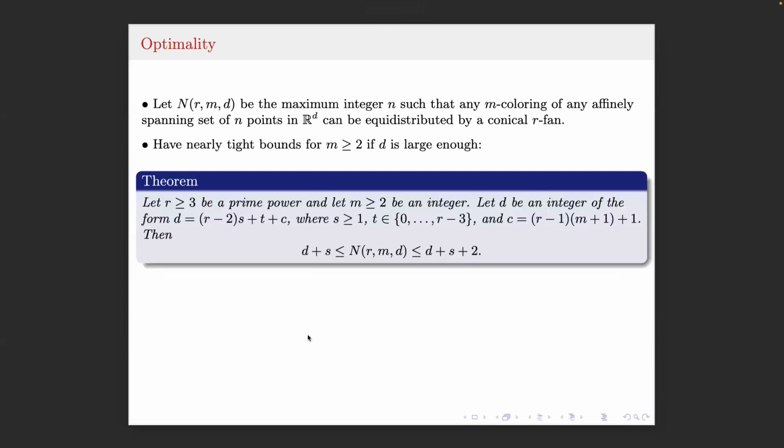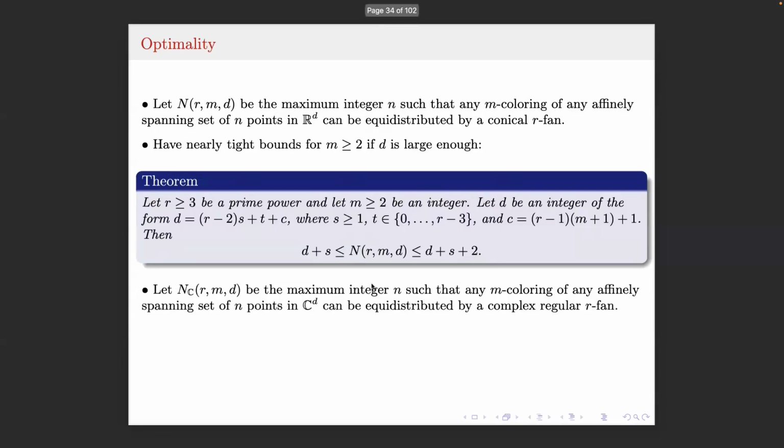So to phrase it, it's a little bit annoying, but let R be a prime power, at least as big as 3, and M greater than or equal to 2. And let D be an integer of the following form: (R minus 2) times S plus T plus C, where C is a constant, and S is at least 1, and T is somewhere between 0 and R minus 3. So we can write any integer like this, provided it's big enough. And C is this constant here. So once you have D in that form, the theorem gives the following lower bound, and then it's off by at most 2. So I guess asymptotically we're okay, but I would have liked there to be equality there.